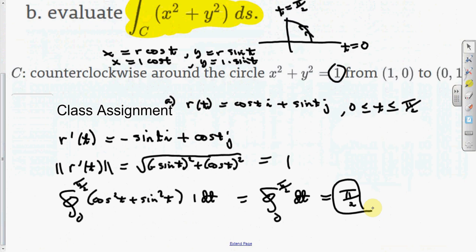No, it's still a curve. Yes, sir. Because the terms for x and y are, one is cosine, the other is sine.